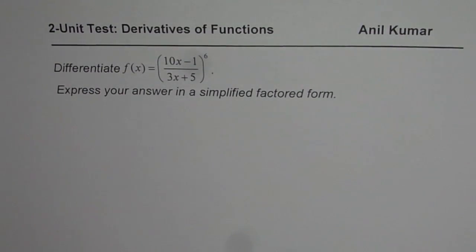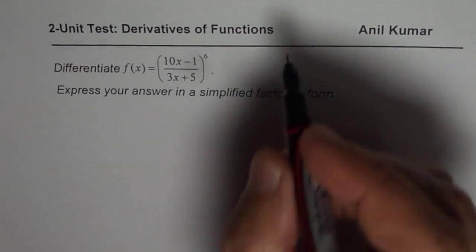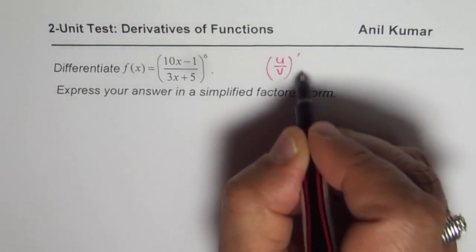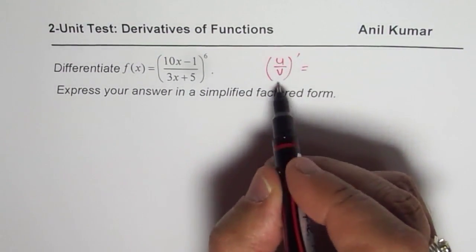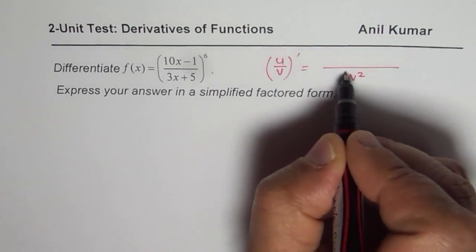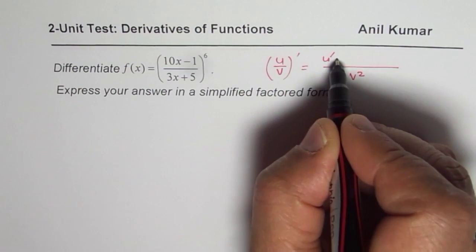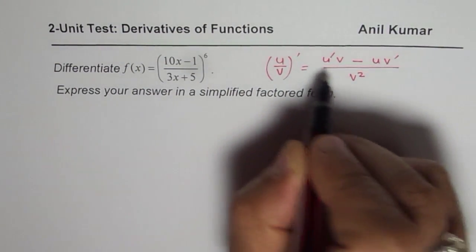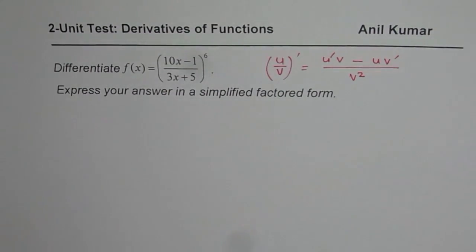Now we'll find the derivative using the quotient rule, which is: if u over v is your ratio of functions, that's the quotient, then the derivative has v squared in the denominator, and in the numerator you have the derivative of u times v minus u times the derivative of v. So that is the equation which we are going to use, right?